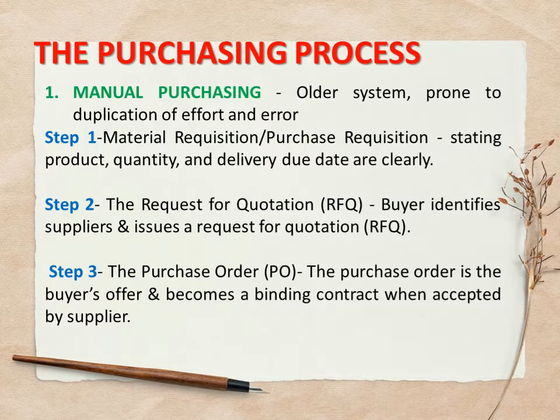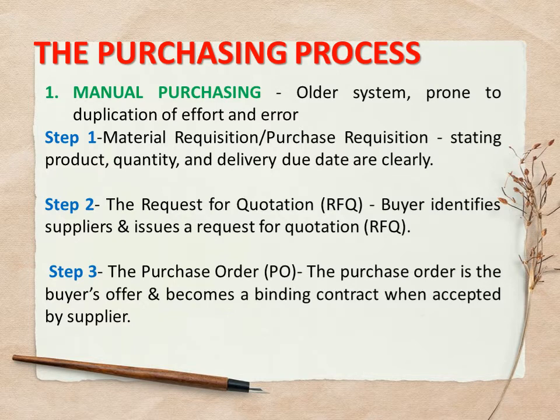The purchase order is the buyer's offer and becomes a binding contract when accepted by the supplier. So, the winner here is 32 Trading, 100 pesos. So, we prepare the PO. We give that PO to 32 Trading, and when 32 Trading accepts, that is already a binding contract, and they will deliver the items specified in the PO. So, that is the purchasing process in manual purchasing.